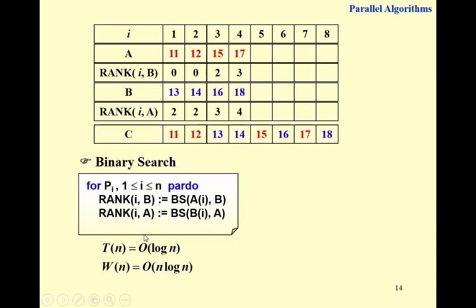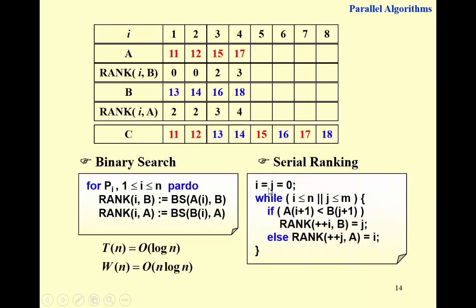So not good enough. Alright, then how about simple serial ranking? Starting from i and j both being 0, we compare the corresponding elements of A and B and update their ranks according to the result of comparisons. Well, since we have i plus 1 and j plus 1 here, we must add A of n plus 1 and B of n plus 1 as the sentinels, right? We must assign a very big number to them to avoid segmentation faults.